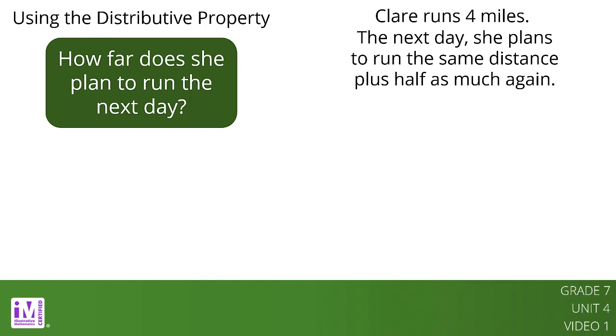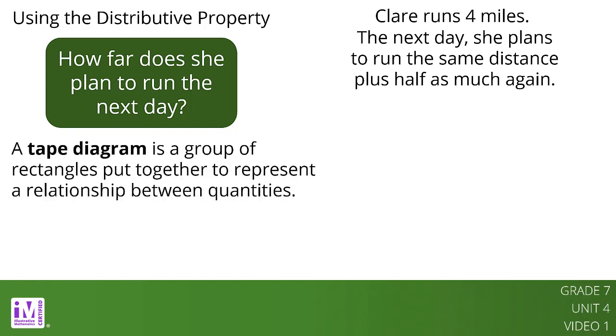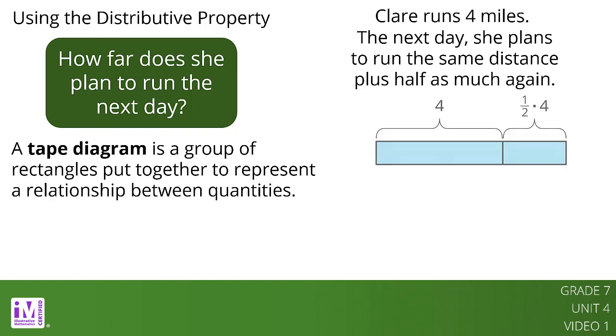Let's start by using a tape diagram to make sense of the situation. A tape diagram is a group of rectangles put together to represent a relationship between quantities. Here is a tape diagram that represents Claire running 4 miles plus 1/2 of 4 miles.